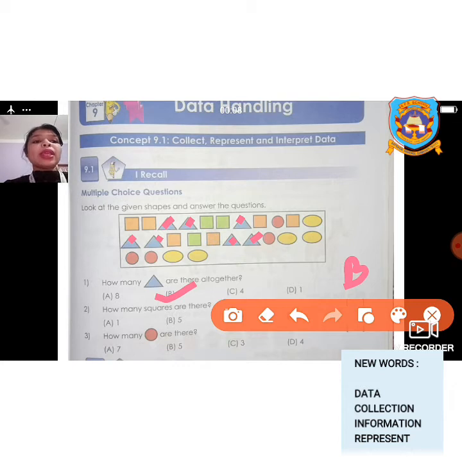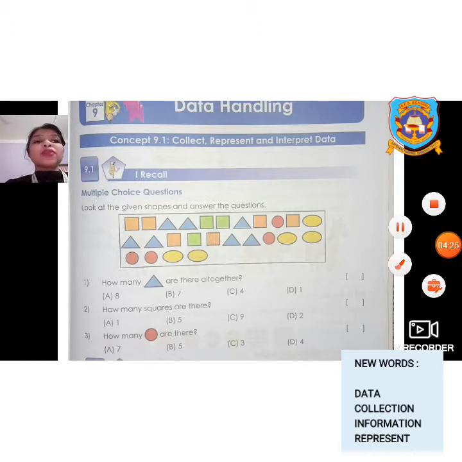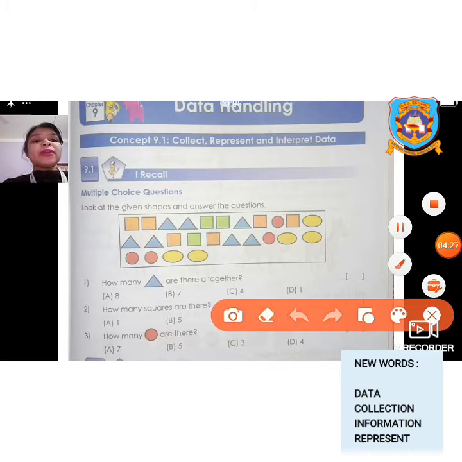Now next is, how many squares are there? So how many squares are there if I count? It is 1, 2, 3, 4, 5, 6, 7, 8, 9. Orange color squares are also there and green color squares are also there. So there are 9 squares. It is option number C.